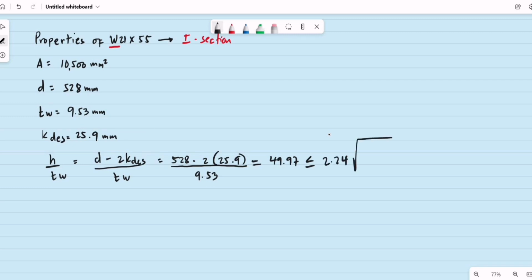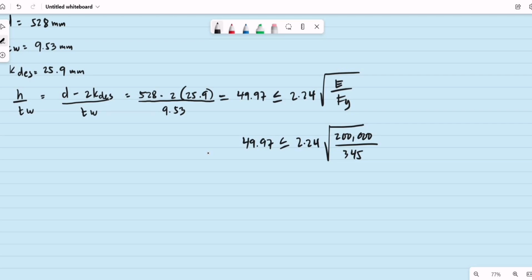This is multiplied by the square root of the modulus of elasticity divided by the value of Fy. So we have 49.97. Is it less than or equal to 2.24 of the square root of E? For steel, we have 200,000 megapascals. And the Fy, the property of the steel, is 345 megapascals.